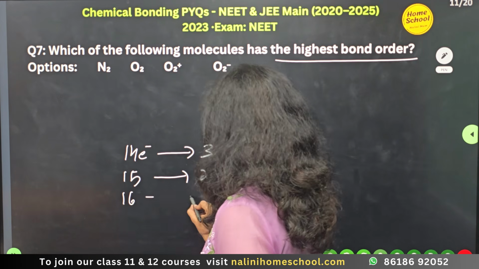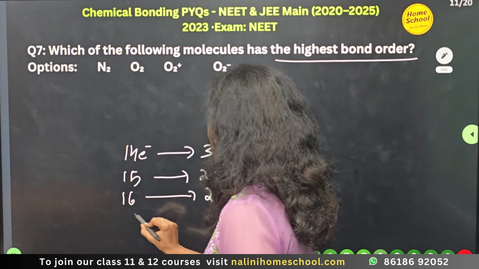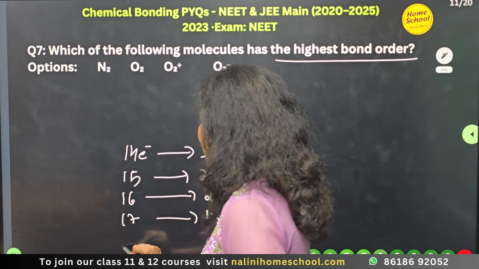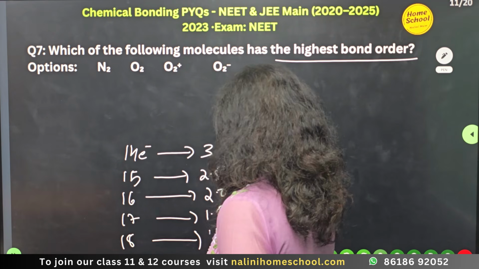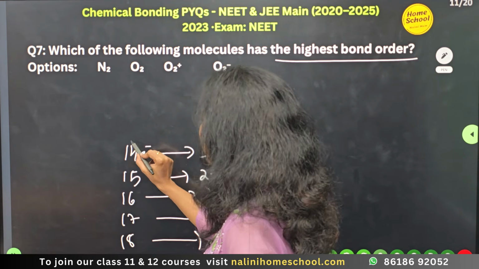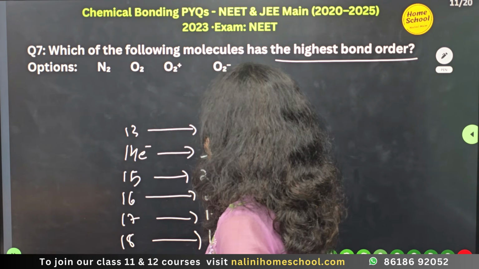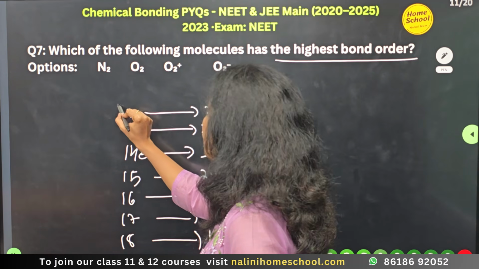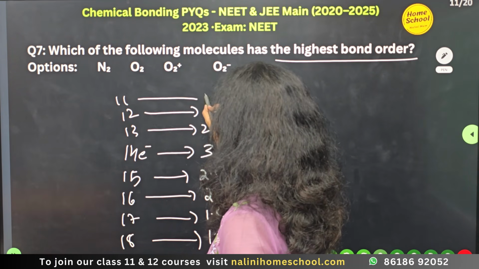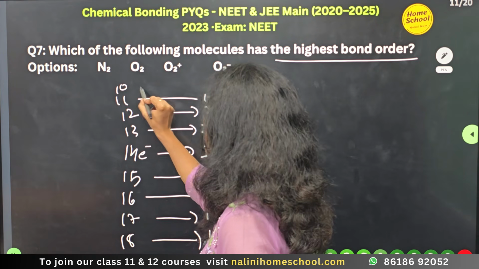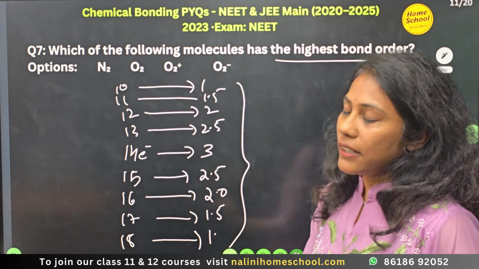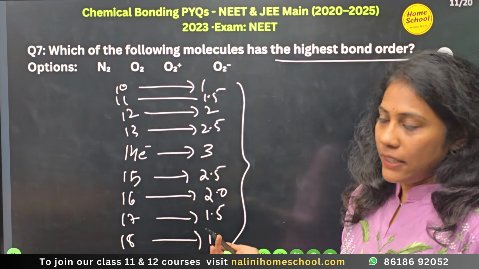For 16 electron species, you will have a bond order of 2.0. For 17 electron species, it is 1.5. For 18 electron species, it is 1. Similarly, for 13 electron species, it is 2.5. For 12 electron species, it is 2. For 11 electron species, it is 1.5. And for 10 electron species, it is 1. So this is the trick; if you know it, you need not write the electronic configuration.